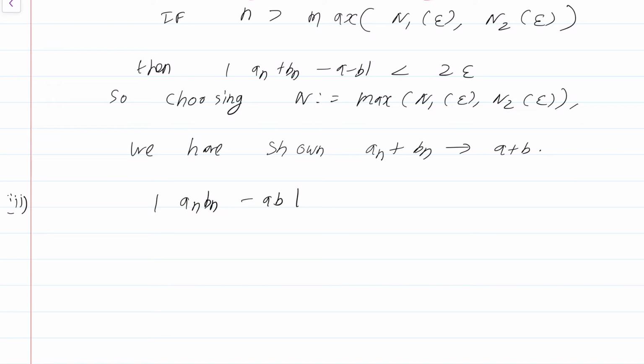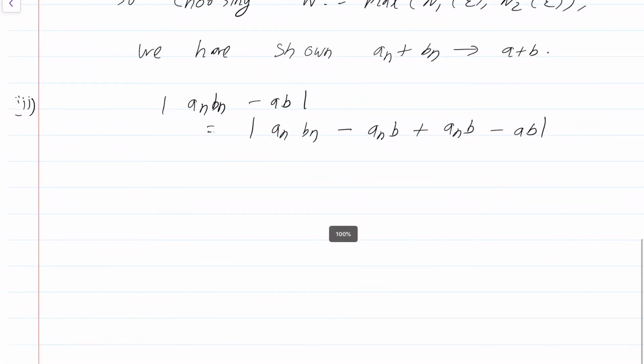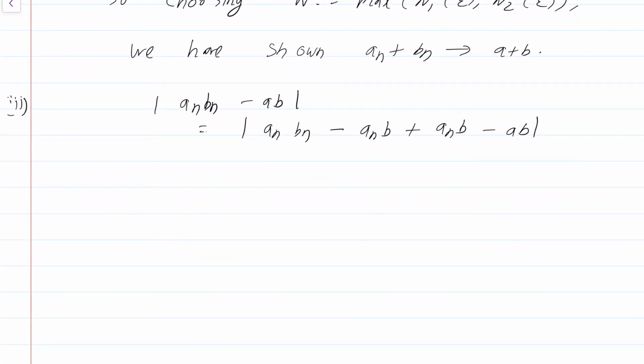So this is the same as an bn minus an b plus an b minus ab. Okay, I have just added and subtracted the term an b from this, which is less than or equal to mod an into mod bn minus b plus mod b into mod an minus a.